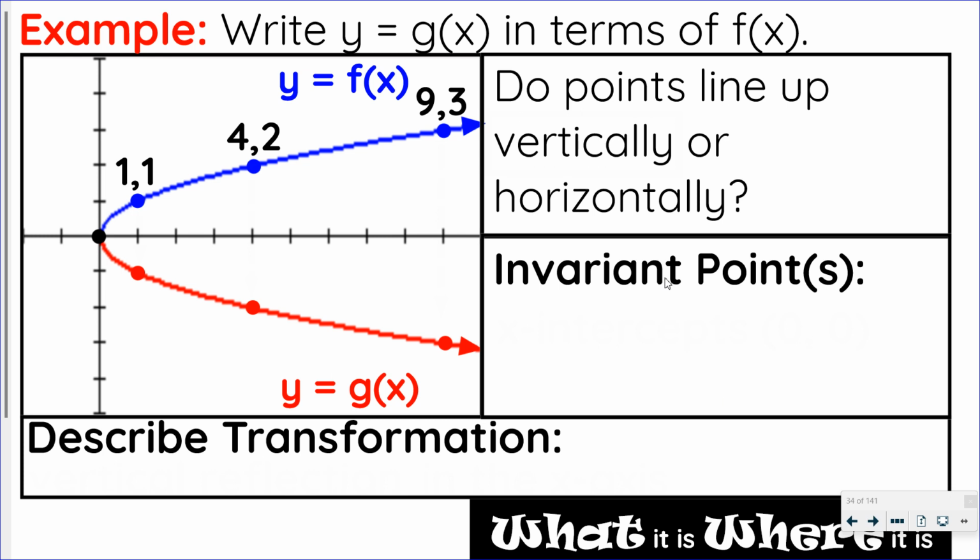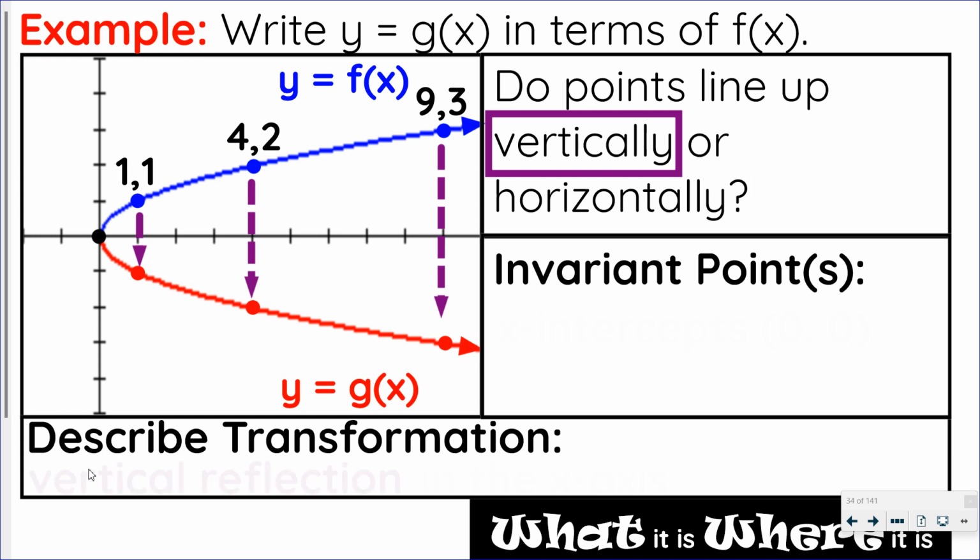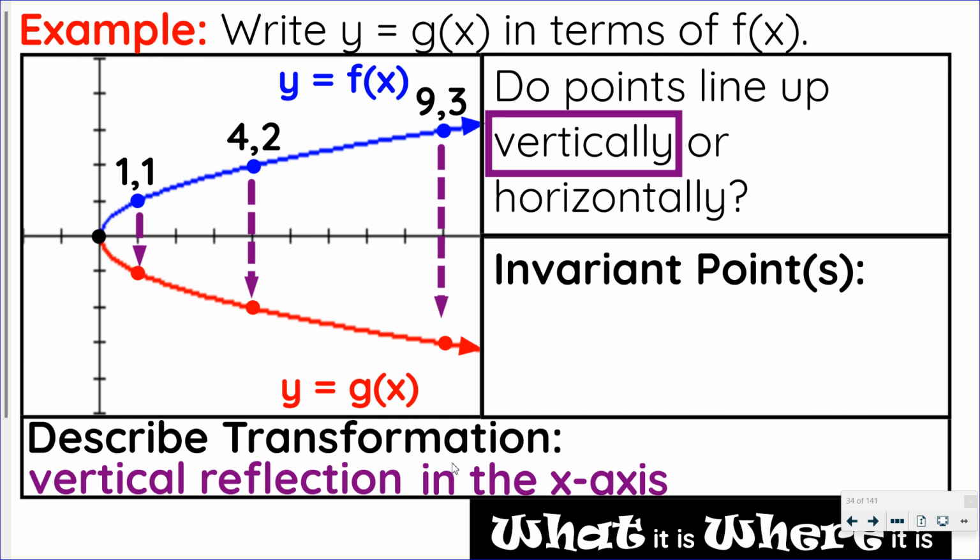Let's look at an example. Here I have my original function f of x above the x-axis and my transformed function g of x below the x-axis. So the first thing I can see is that these points line up vertically. So above to below, lining up vertically tells me I have a vertical reflection in the x-axis. Since it's in the x-axis, any point on the x-axis, in other words, x-intercepts, will be your invariant points. So in this case, the point 0, 0 would be invariant.